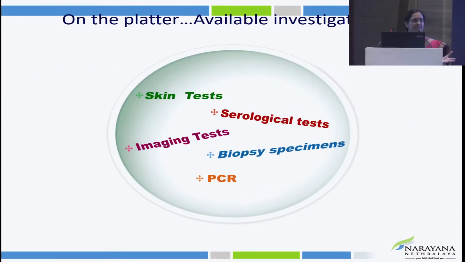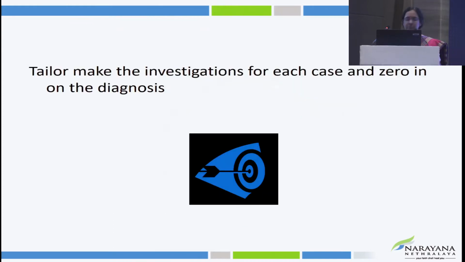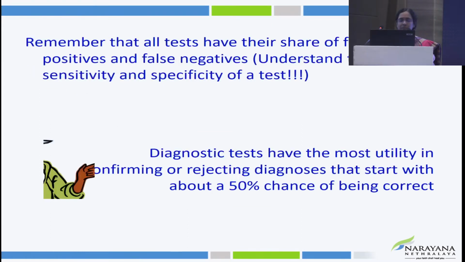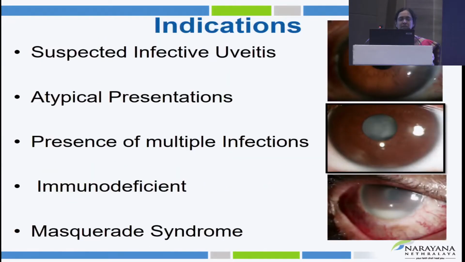We have various tests available to us: the patch test, the skin test, the serological test, the imaging test, the biopsy specimens, and molecular diagnostic tests. However, we need to tailor-make the investigations for each case and zero down the diagnosis. We need to remember all the tests have false positives and false negatives. We need to understand the sensitivity and specificity of the test when we are doing the interpretation.